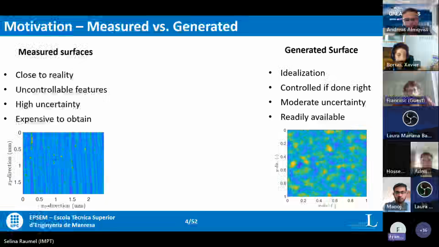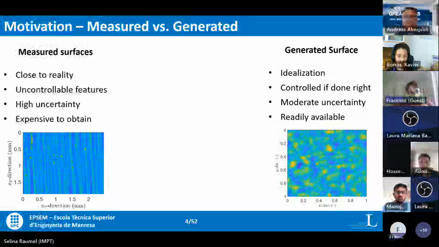And on top of that, they might be expensive to obtain because, of course, you need to manufacture the surfaces and then measure them. On the other side, you have a very nice, very smooth, very artifact-free generated surface. And that's the main advantage of a generated surface, that it's controlled. If you do it correctly, you can control the uncertainty, and they are readily available.